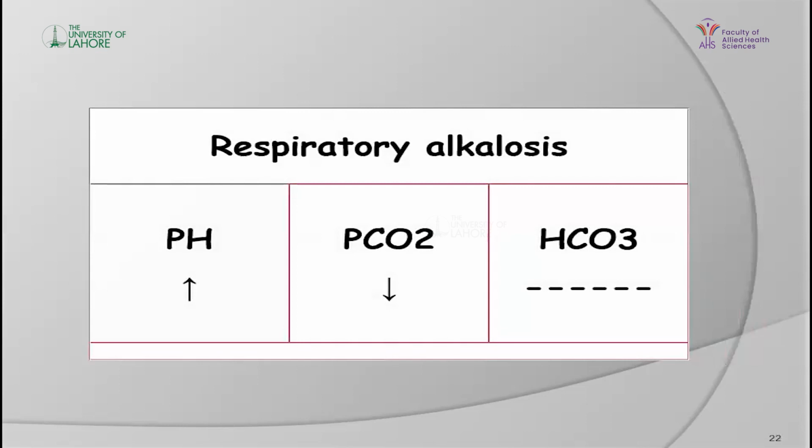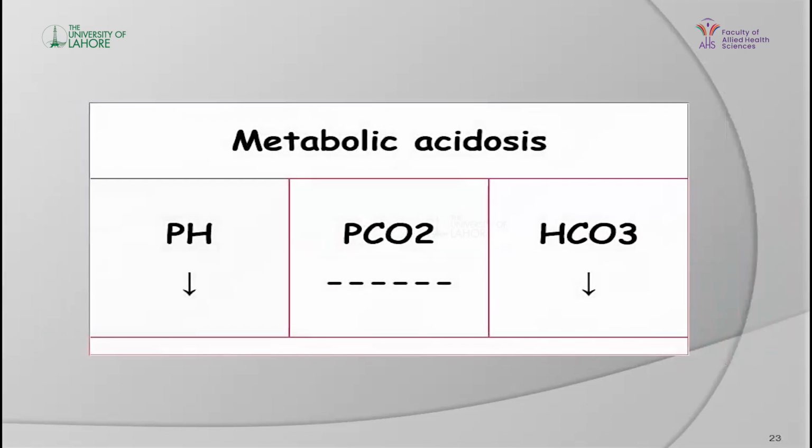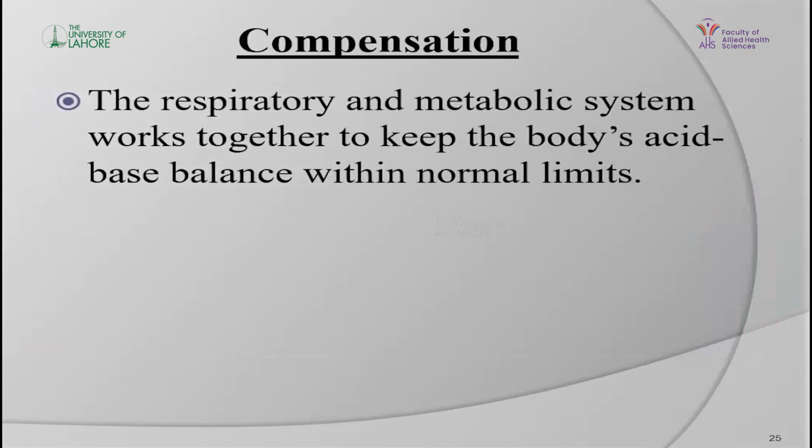In respiratory alkalosis, the partial pressure of carbon dioxide in arterial blood is decreased and the pH of the blood increases. Bicarbonate remains normal. In metabolic acidosis, PCO2 remains normal, but the concentration of bicarbonate decreases and the pH is also decreased. In metabolic alkalosis, the concentration of bicarbonate in arterial blood increases and the pH is also increased. Compensation: the respiratory and metabolic systems work together to keep the body's acid-base balance within normal limits.